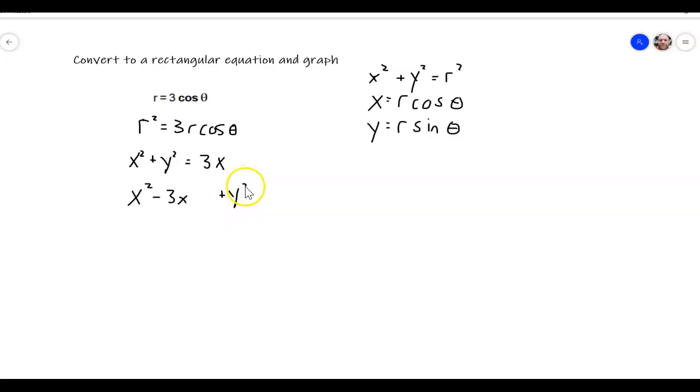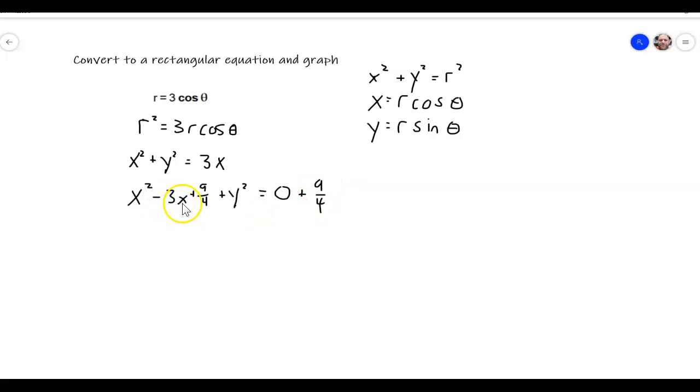Plus y squared is equal to 0. And in order to complete the square, I divide -3 by 2, which is 3/2, and then I square that 3/2, which is 9/4. So I'm going to add 9/4 to both sides in order to complete that square. So hopefully we remember how to do that.